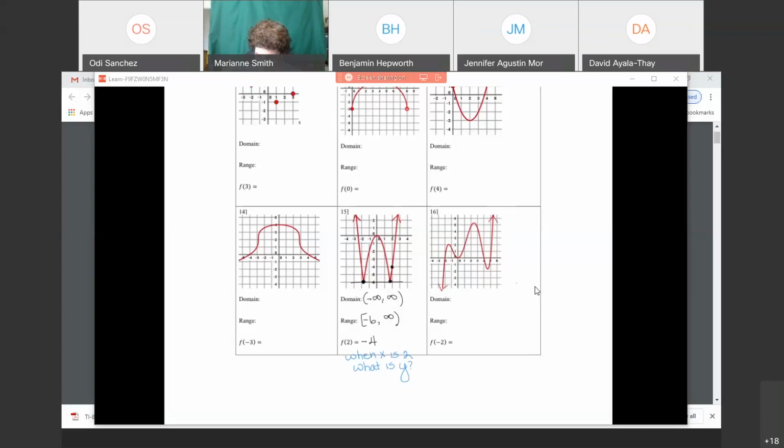So how about this one? What do you think the domain of this function is? Again, notice as this goes down, it's also moving to the left. As this goes up, it's also moving to the right. So Tuyen is saying negative to positive infinity. Anybody agree with her?